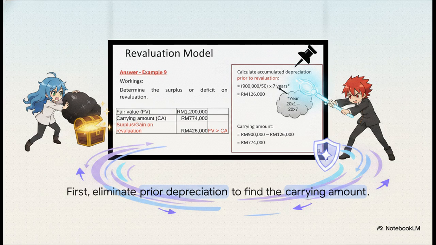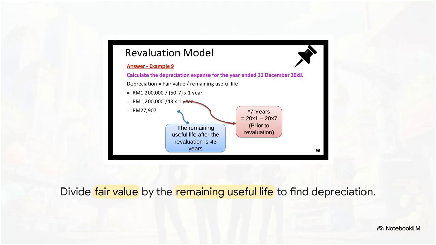The asset originally cost RM$900,000, and over 7 years, it gathered RM$126,000 in accumulated depreciation. The absolutely crucial step here is eliminating that prior accumulated depreciation. We deduct it to find the true carrying amount, which leaves us with RM$774,000. Only then can we compare that RM$774,000 to the new fair value of $1,200,000 to find our glorious surplus of RM$426,000.